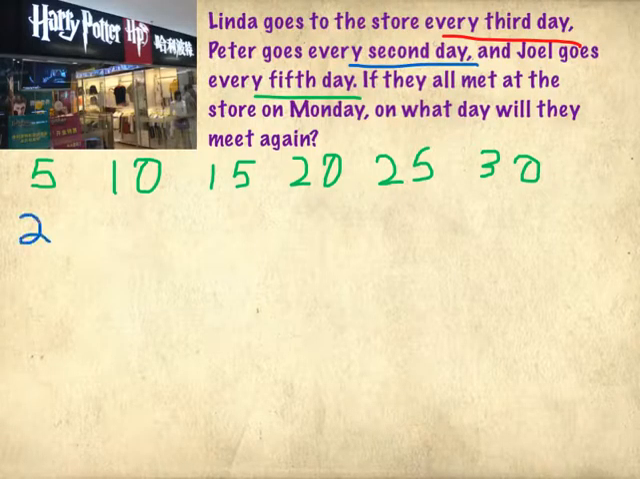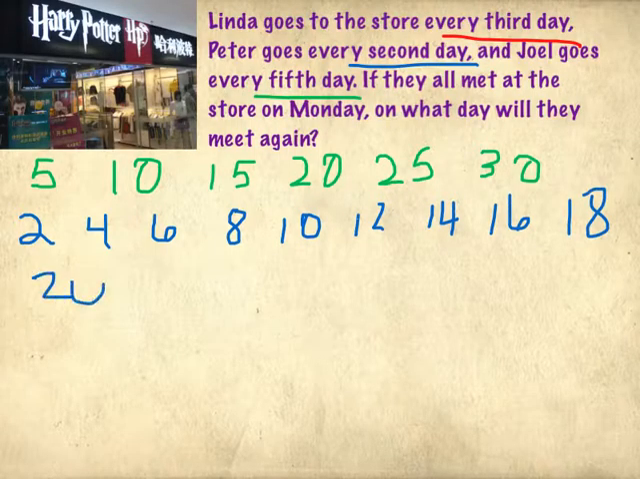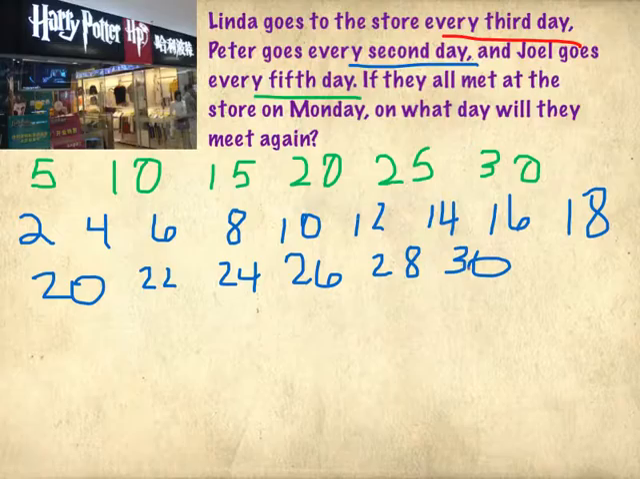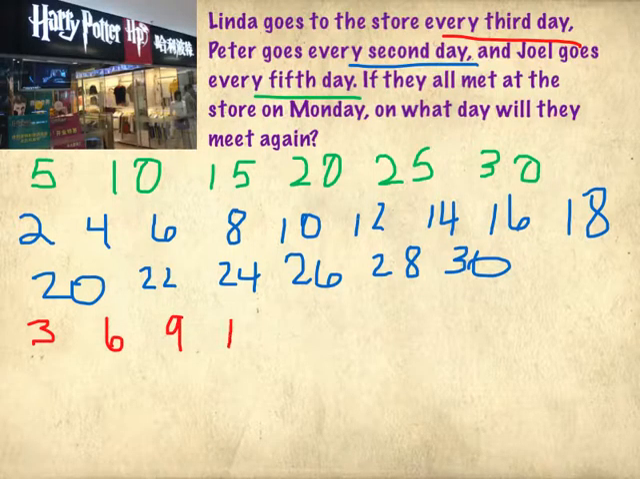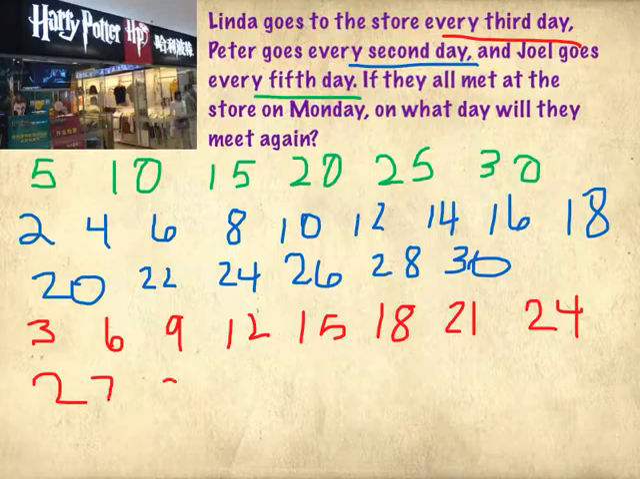If I count by 2s up to 30, I get 2, 4, 6, 8, 10, 12, 14, 16, 18, 20, 22, 24, 26, 28, 30. And our friend Linda is going every third day, so I'm going to count by 3s. 3, 6, 9, 12, 15, 18, 21, 24, 27, 30.